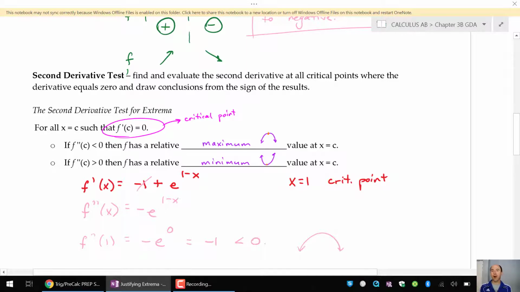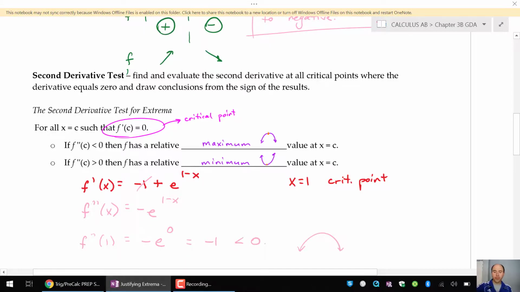So what is f double prime of 1? Again, I don't really care what the value is. I just care about the sign. Well, f double prime of 1 ends up being -1, which is less than 0. And if I have a negative second derivative, then the function is concave down. And any kind of extrema on a concave down function has to be a maximum.